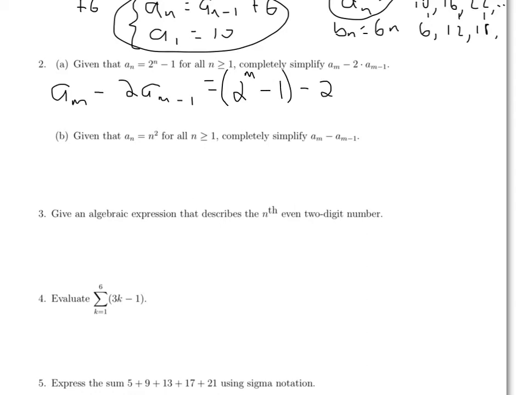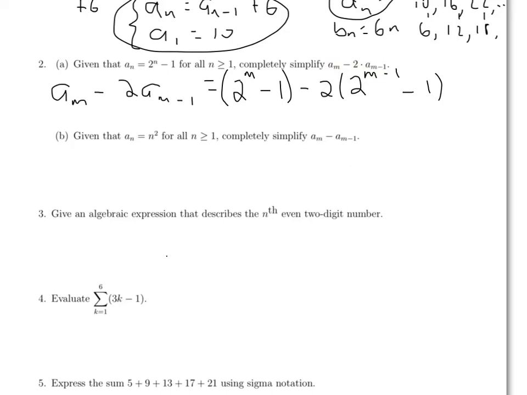Then minus 2, this is following the rest of this formula, 2 times, now I need to know what A_(m-1) is. Well, that just means put m minus 1 in place of n in the formula. So I'll have 2 to the m minus 1 power minus 1. So here I have the formula for A_m. Here I have the formula for A_(m-1), and the problem is telling me to form this expression. Take the A_m, subtract twice the A_(m-1).